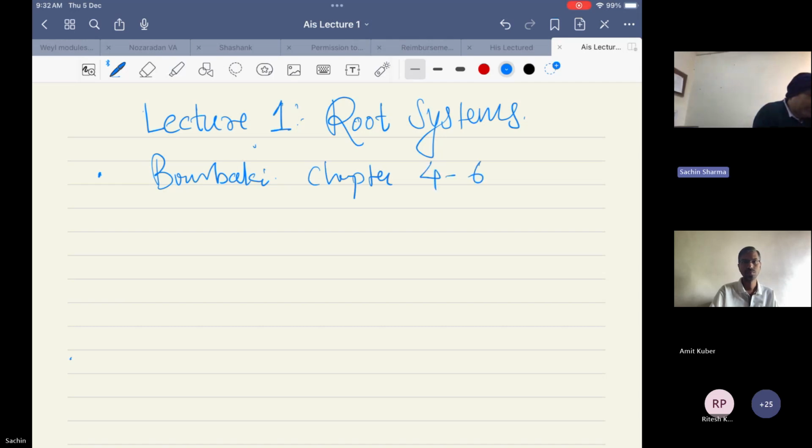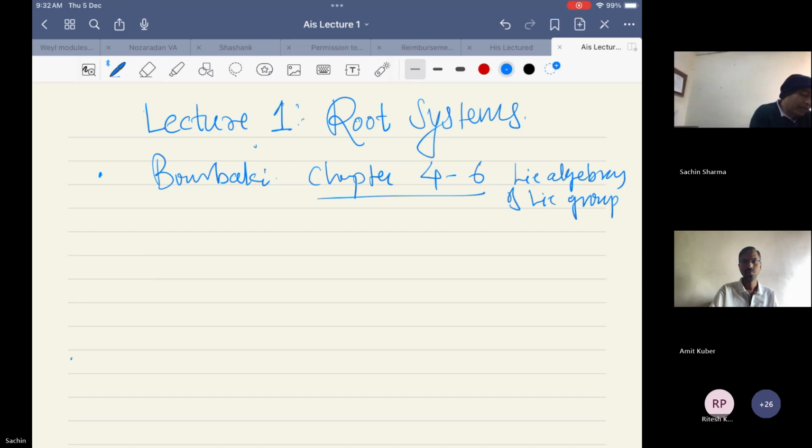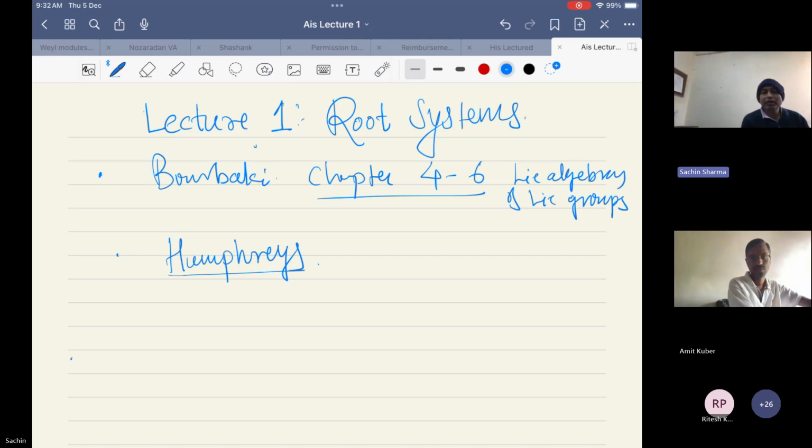Chapters 4 to 6, Lie algebras and Lie groups. Of course, we cannot leave Humphreys also. One can read Humphreys, but the advantage of Bourbaki is that it starts from the very basic setting. And yeah, so let us begin.